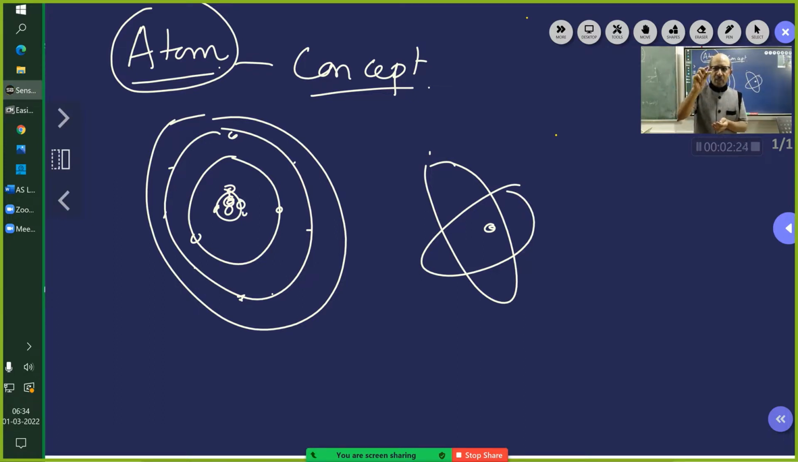So in a small space, you have a large concentration of particles. We call them the nucleus, which mainly consists of neutrons and protons. And if you say this is the nucleus, around this you have a swarm of electrons which can move anywhere like this. It can move anywhere like this. It can move like this. So it is encircling, it is moving around the nucleus. But there is no fixed path for it.